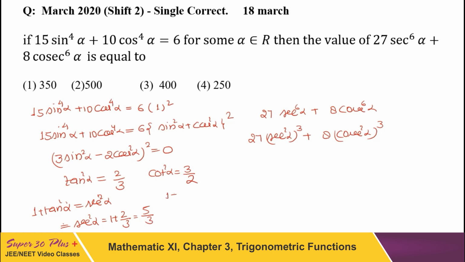Similarly, 1 plus cot square alpha is equal to cosec square alpha, and we have to find the value of cosec square alpha from here. It is 1 plus 3 by 2, and simplifying it, the value of cosec square alpha is 5 by 2.